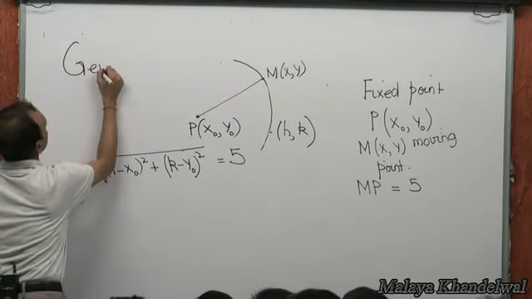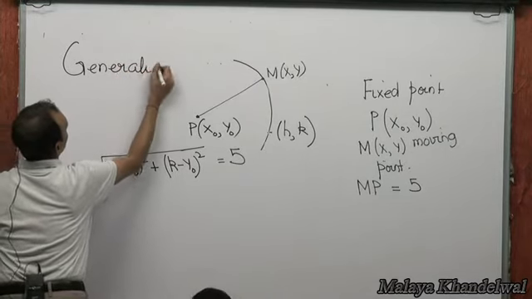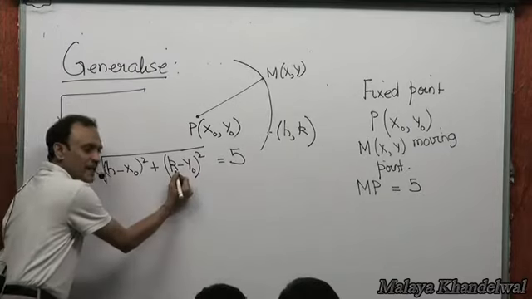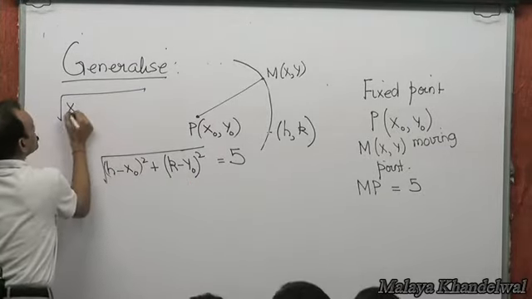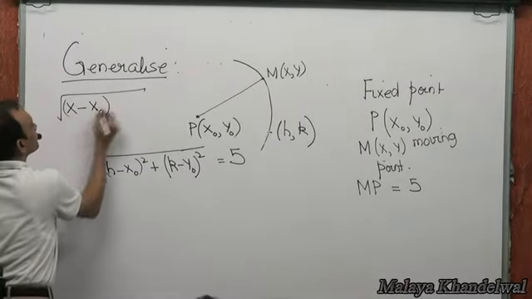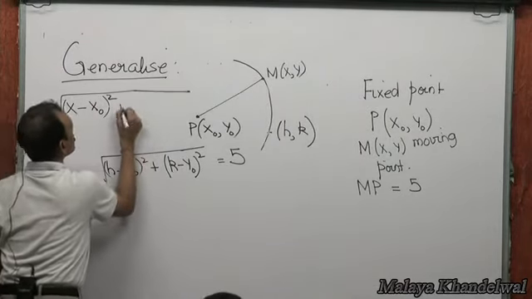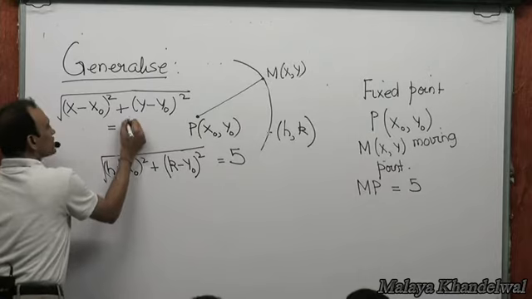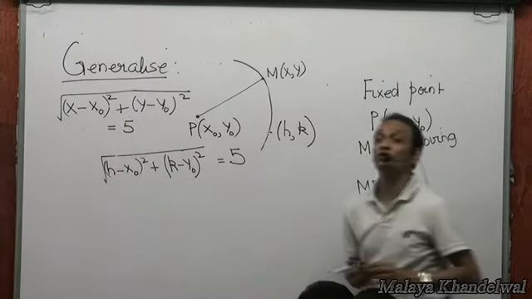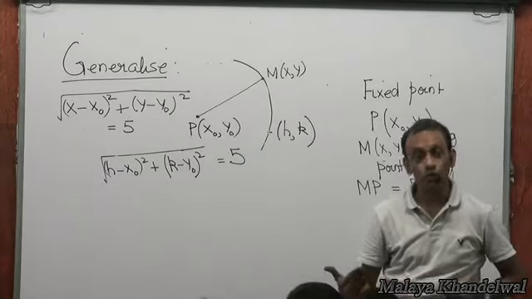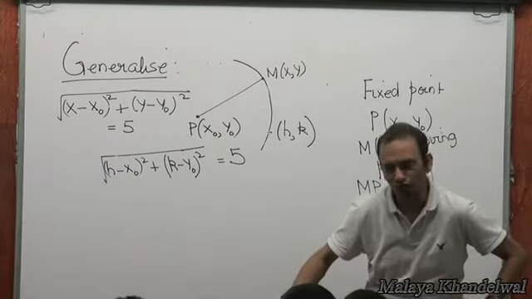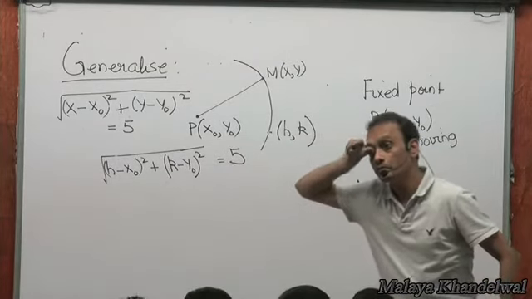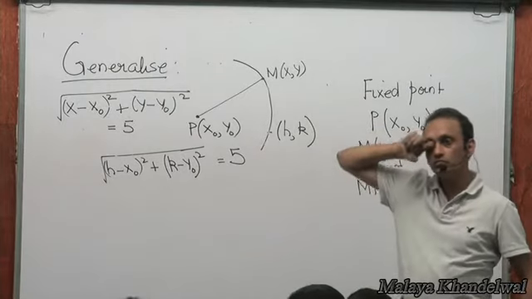So you generalize and say, replacing h by x and k by y, you get (x minus x naught) whole squared plus (y minus y naught) whole squared is 5. This condition would be true for any x, y on the path described by M. So this would be referred to as the locus of M. Yes or no?